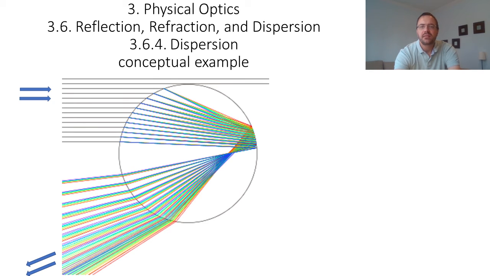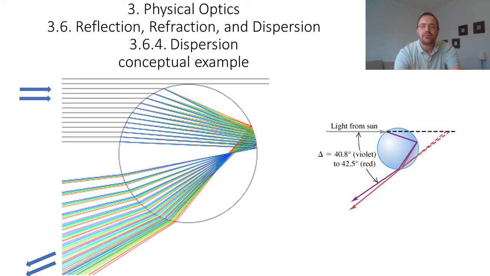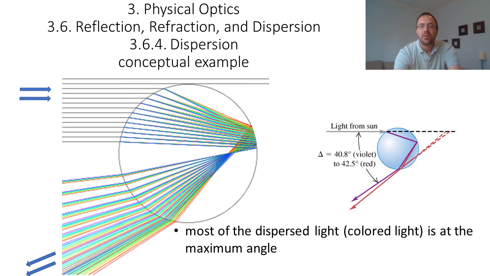But if you look at the light that arrives on top of the droplet, it is reflected with the largest angle. It travels the largest distance in the droplet, and it has the largest dispersion. And by dispersion, I mean that the violet light and the red light are separated the most. And so in fact, the violet light emerges with an angle of 40.8 degrees, and the red light with an angle of 42.5 degrees. And so to summarize, most of the dispersed light is at the maximum angle, and the angle is larger for red colors than for violet colors.